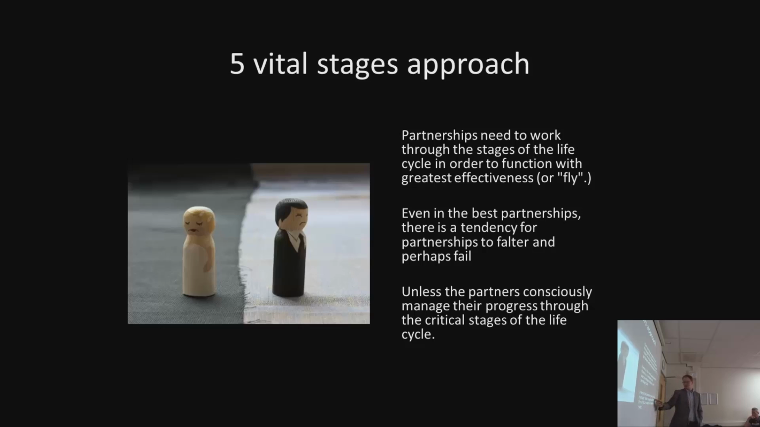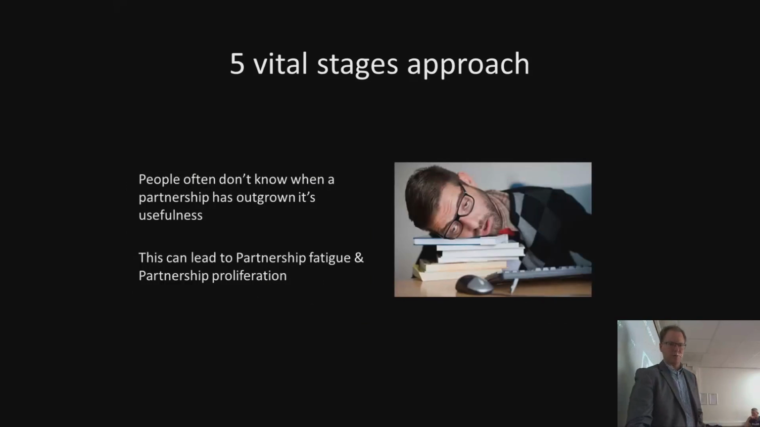Unless the partners consciously manage their progress through the critical stages of the life cycle. So if you do that, then you can of course avoid that failure becomes something that is permanent. And failure could look like that. People often don't know when a partnership has outgrown its usefulness. This can lead to partnership fatigue and partnership proliferation.